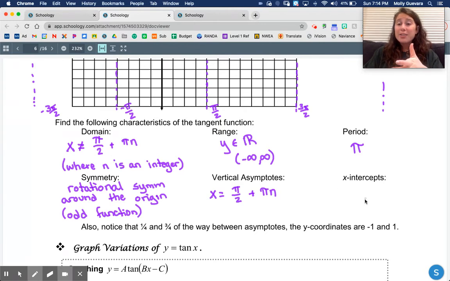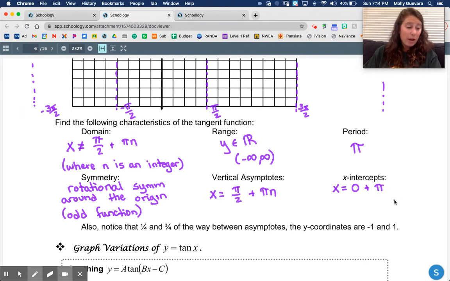And then my x-intercepts are where the graph crosses the x-axis, right? So the first one in my first period crosses at 0, the origin. There's that point (0, 0). There's also another one at pi. So if I add pi to that, then there's another one at 2 pi, and then another one at 3 pi, right? So it's pi n. Again, where n is an integer, so you can be adding pi or you can be subtracting pi.